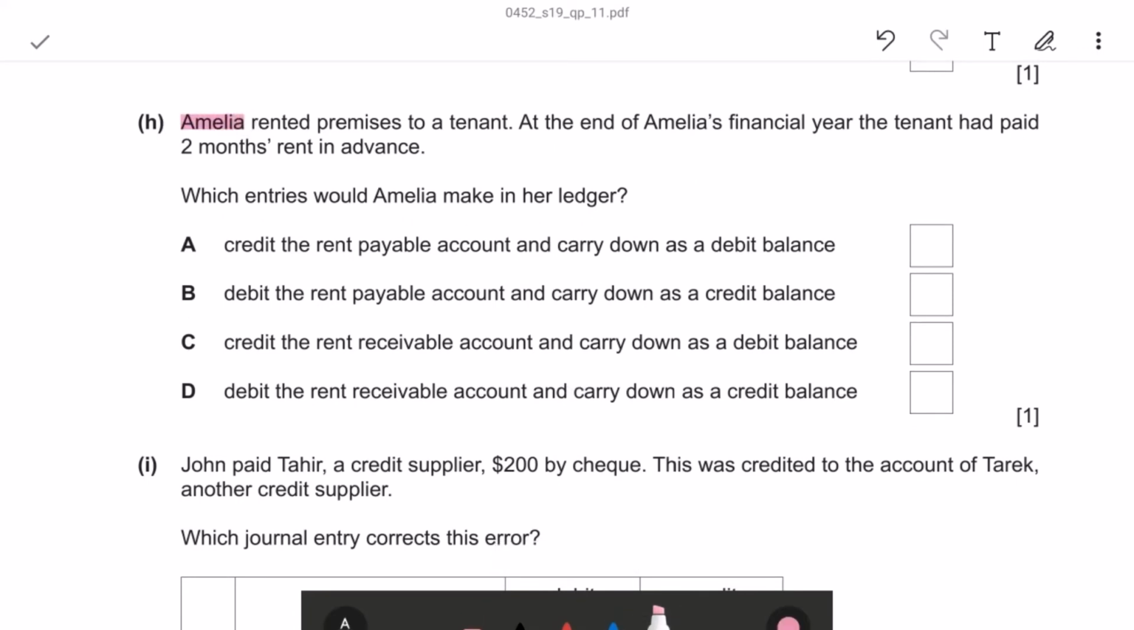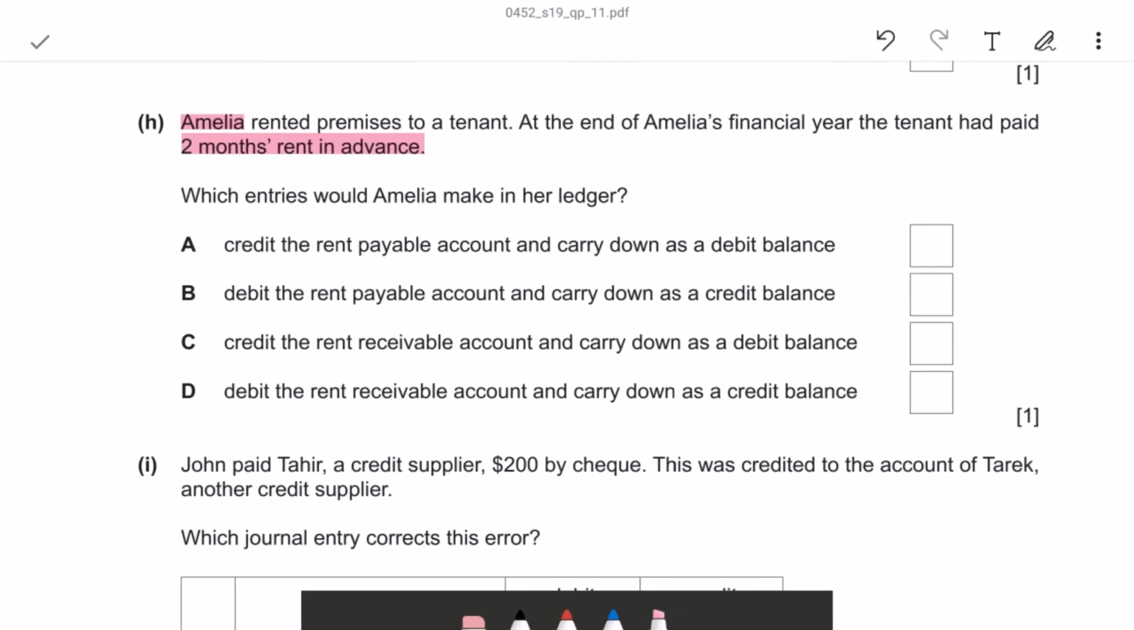Amelia rented premises to a tenant. At the end of Amelia's financial year, the tenant had paid 2 months' rent in advance. It means prepaid income to Amelia. In advance means before providing the service. Amelia has received 2 months' rent, and that is Amelia's liability. She has received 2 months in advance. So which entry would Amelia make in her ledger?